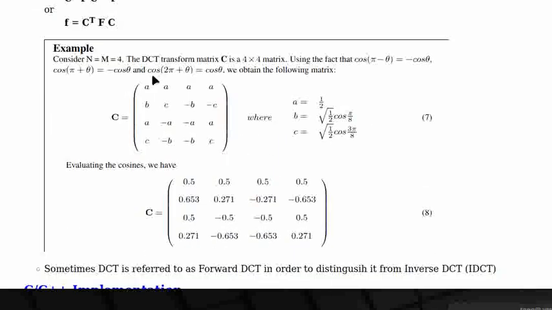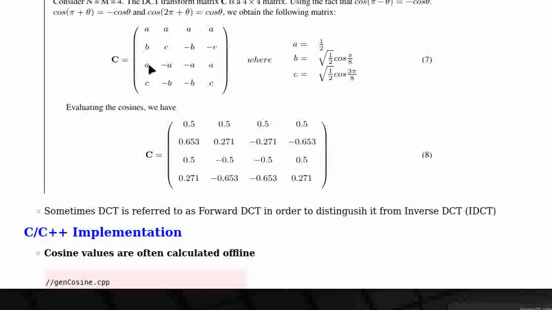Here's an example. Consider n equals m equals 4. The DCT transform matrix C is a 4 times 4 matrix. Using the fact that cosine of pi minus theta equals minus cosine theta, cosine of pi plus theta equals minus cosine theta, and cosine of 2 pi plus theta equals cosine theta, we obtain this matrix. Now A, B, C are constants with A equals 1/2, B equals square root of 1/2 times cosine pi over 8, C equals square root of 1/2 times cosine 3 pi over 8. Note that cosine 3 pi over 8 is equal to sine pi over 8. Thus B squared plus C squared is equal to 1/2.